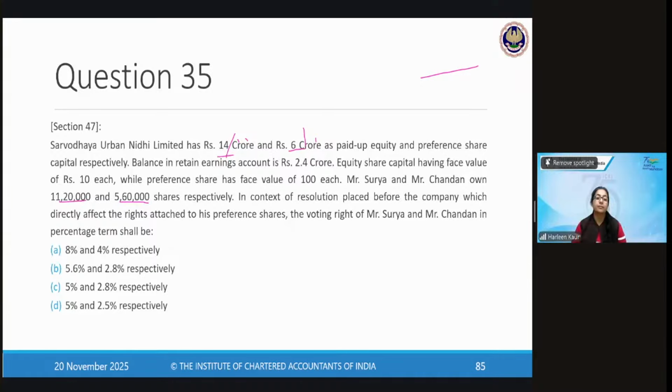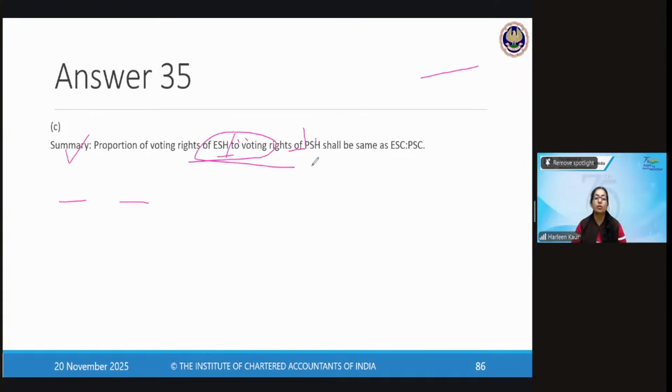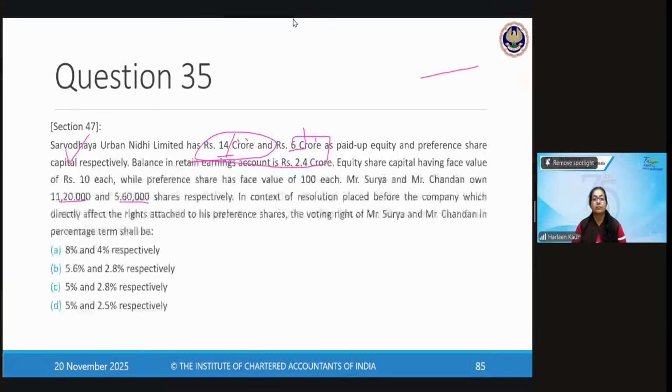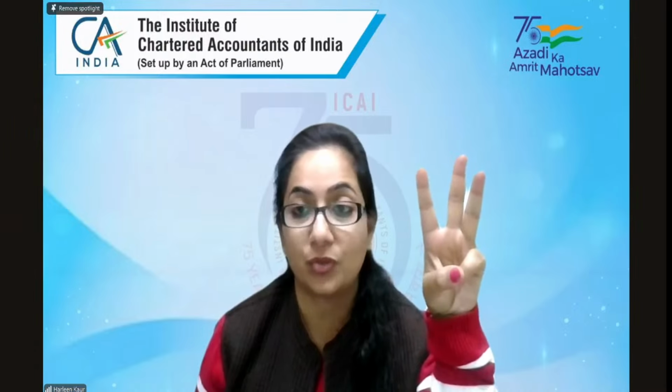Yes, children, C is the correct answer. Proportion of voting rights is in respect of proportion of paid up share capital. So you can do your calculations and you will find out C is the correct answer. 5% and 2.8%. All right, so I still have a few MCQs and important case studies left for you. Just read section 66, reduction of share capital, section 68, buyback, and 71, debentures.